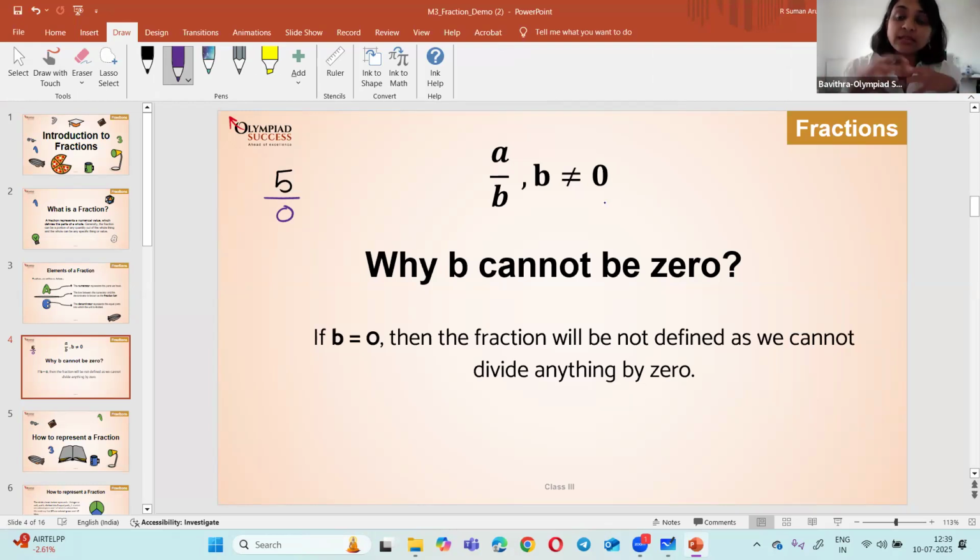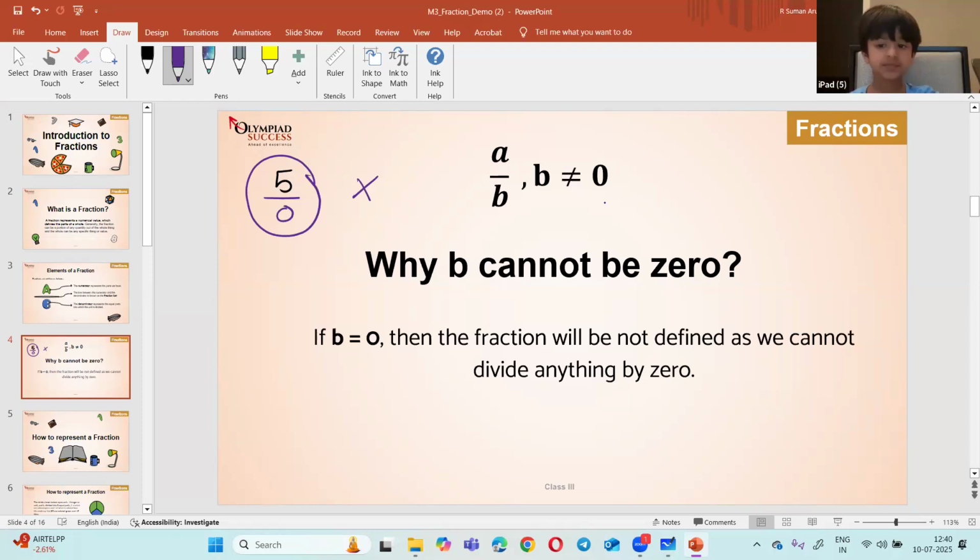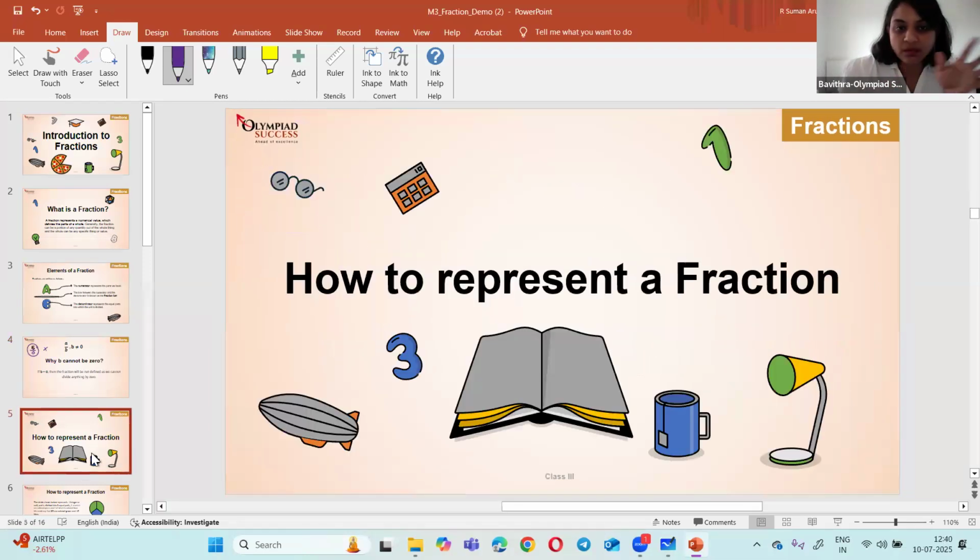Can we divide nothing into 5 parts? No. So that is why we say the denominator has to be a number. This kind of fraction is not valid. A fraction has to have a number in the denominator. Only then we can divide that number of parts. Agree, Jaiveer?